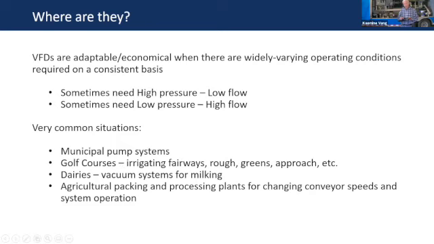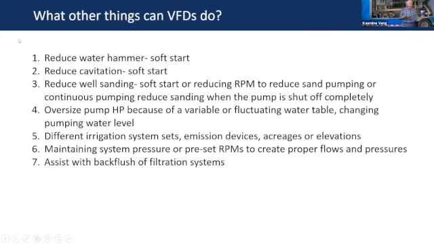On golf courses, you might be irrigating fairways, roughs, or greens as opposed to the approach, or something different, maybe a different speed, maybe a different amount of water. Maybe you have sprinklers on part and a drip system on part. You don't need all that pump energy all the time. You can slow that pump down. Dairies and their vacuum milking systems use them a lot. And now agricultural packing and processing plants are using them too. And I should just put on here, in agricultural irrigation it is becoming very common in many cases to have a VFD.